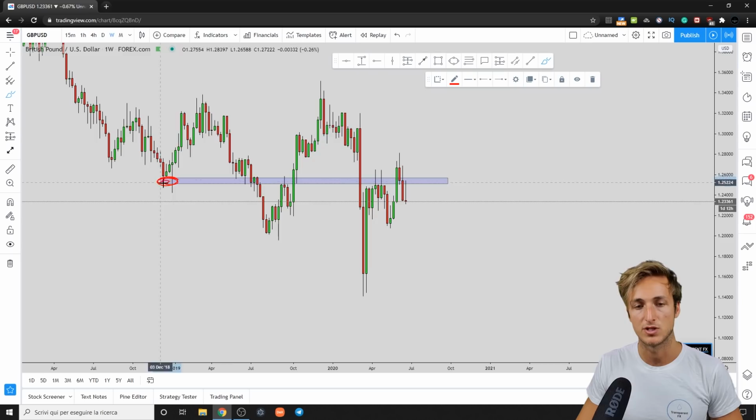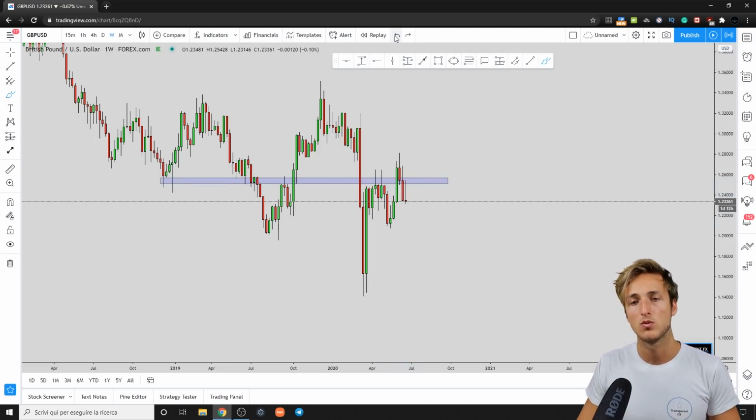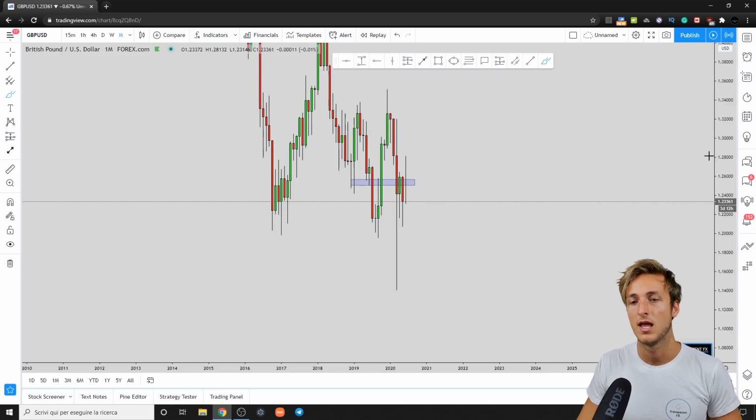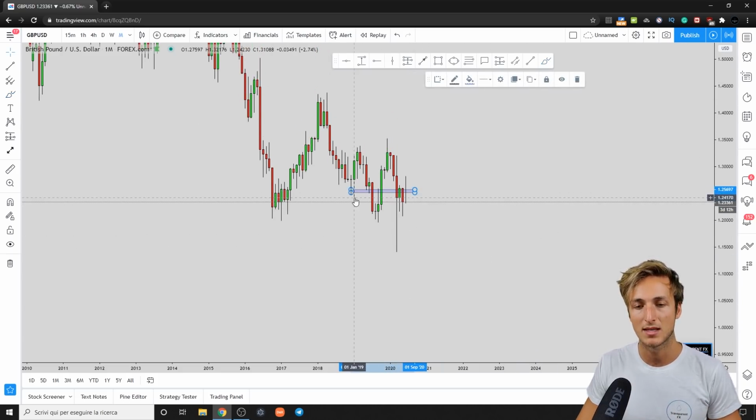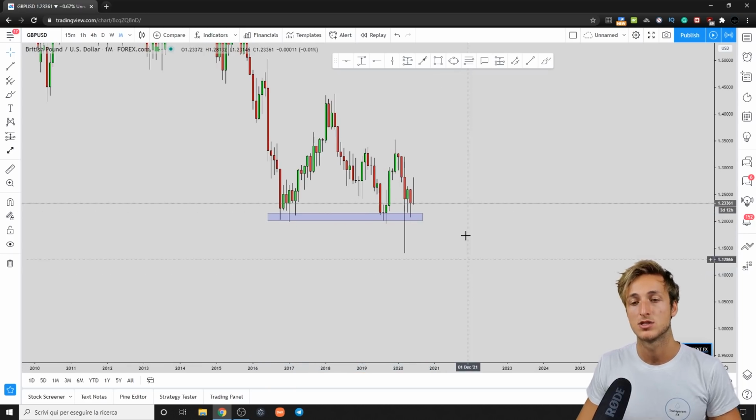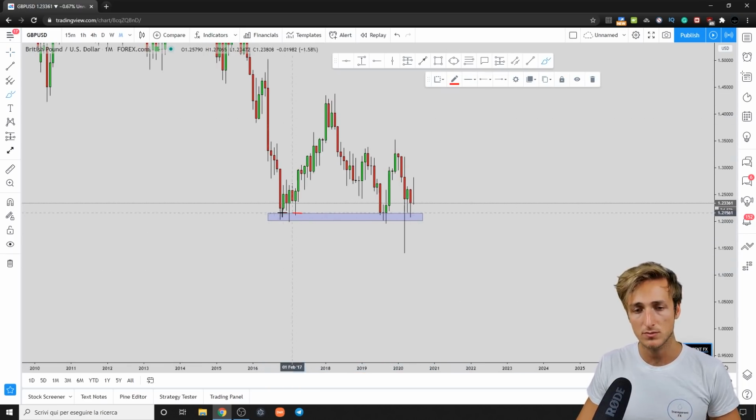Now, why is this a very important structure level? It was acting as very strong support here, again as support here, against support turned resistance, the market broke it to the upside, turned again as support, broke it to the downside, turned resistance, fake breakout to the upside, obviously retest, and continuation. What we must also notice, however, if we go up on the monthly time frame, is that the market has rejected a very strong structure level. It was extremely strong support here, again acted as very strong support here, and again this level is strong support here.